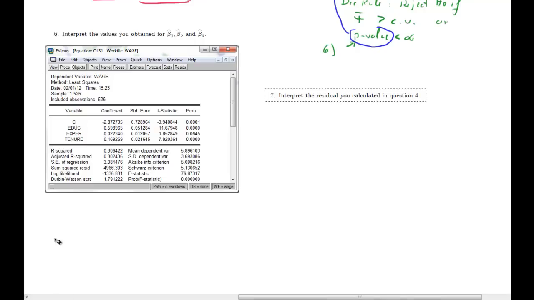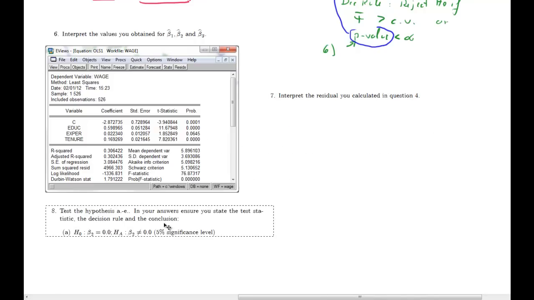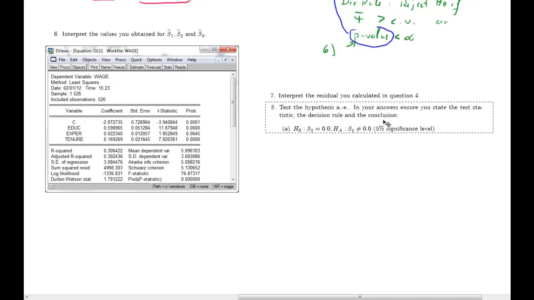So we are now in question 8. We are asked to perform a hypothesis test. Now this is bread and butter stuff, but you really need to have a black belt in this sort of stuff. So let's start with an obvious one. Beta 2, null hypothesis beta 2 equal to 0, HA unequal to 0. So we have a two-tailed test.